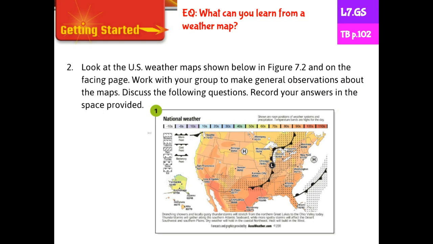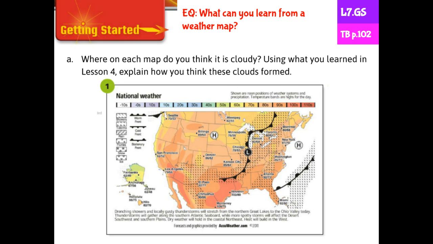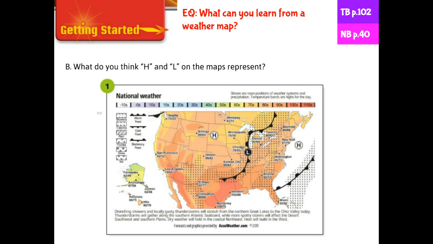And then we'll be looking at some weather maps and talking about how the systems track across the United States. So it's important to understand where the weather is coming from and also where it's going. So here's a series of maps that we'll be talking about.